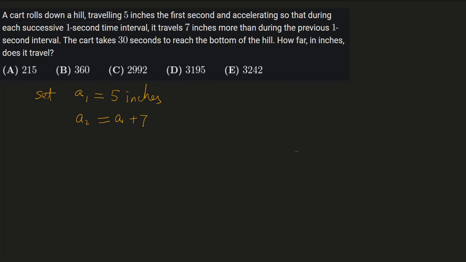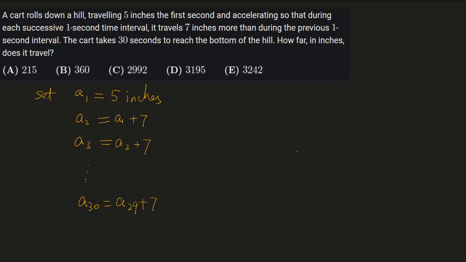I will not calculate the result. I'll just leave it there because we want to find the pattern. And then a3, we know that in the third second, it travels another 7 inches more than the previous second, which is the second, right? And so on and so forth. And all together, it travels 30 seconds. Therefore, a30 equals a29 plus 7.